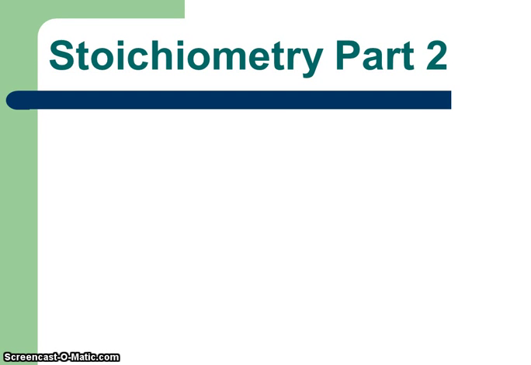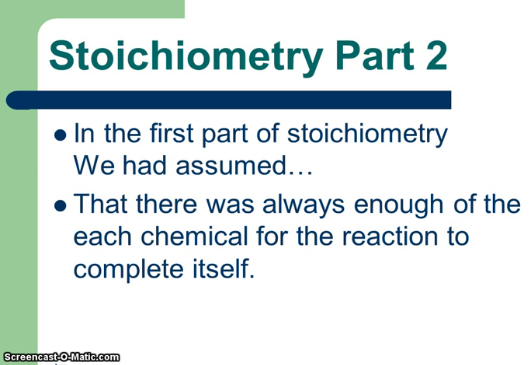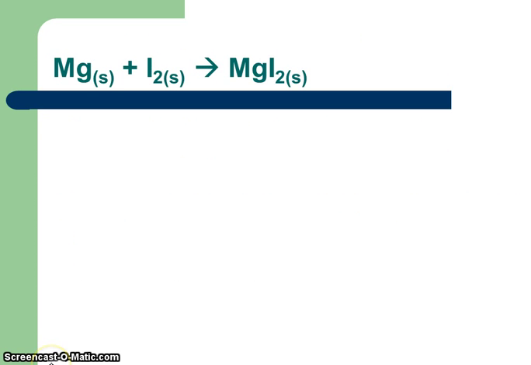Stoichiometry Part 2. In the first part of our stoichiometry section, we assumed that there was always enough of each of the chemicals for the reaction to go to completion, and that everything would be used up during the reaction. But that's not always the case. Let's look at this particular example.